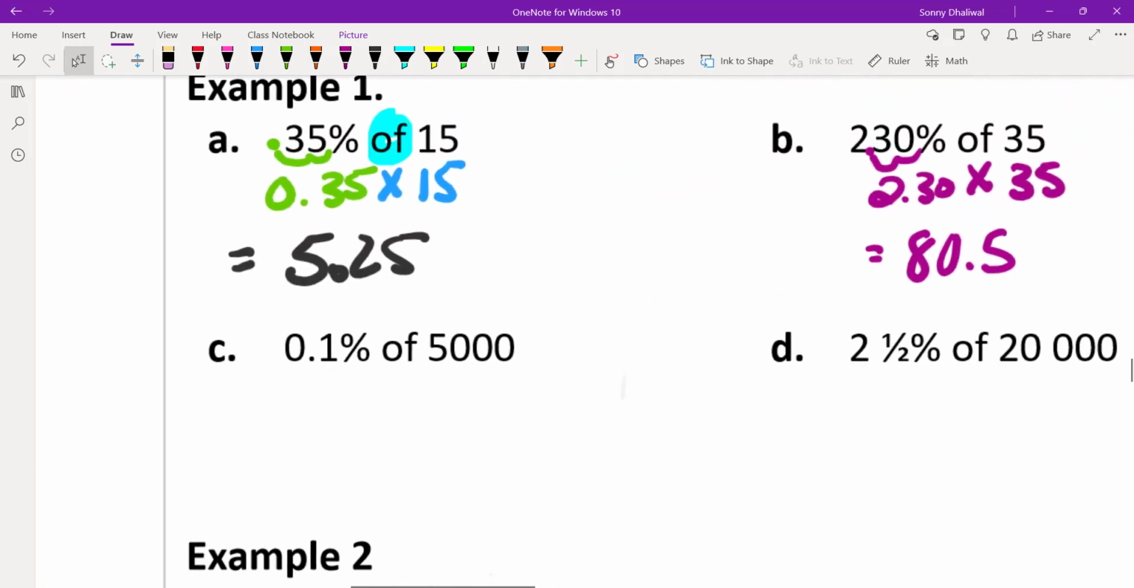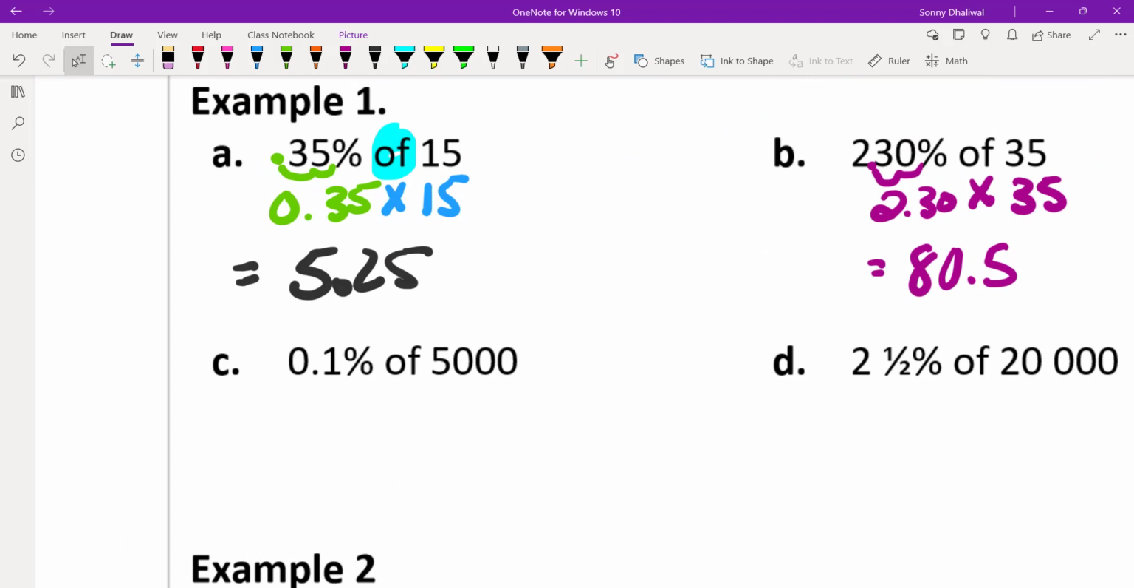Okay, let's do this one. We're going to do this one with a calculator. Oh, sorry, without a calculator. We only use a calculator when we need it. So times 5,000.